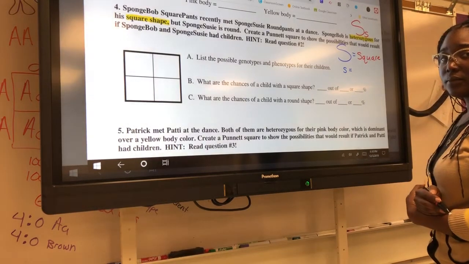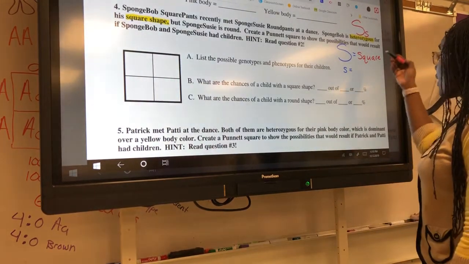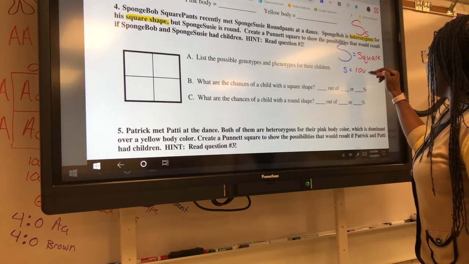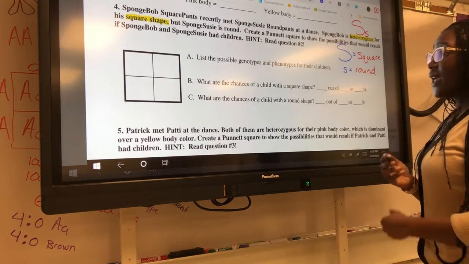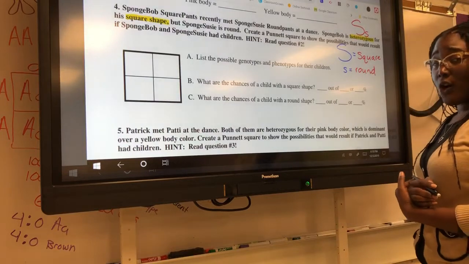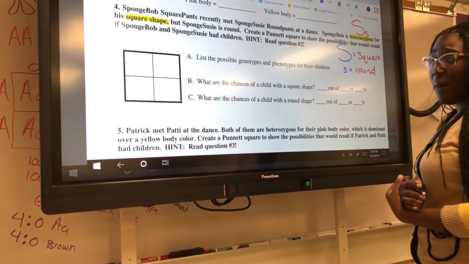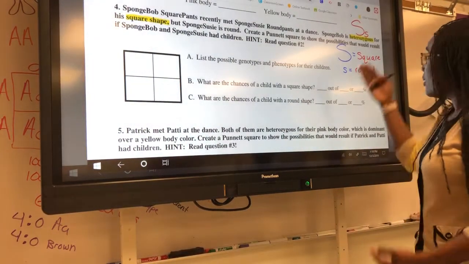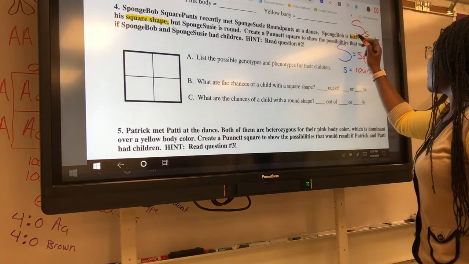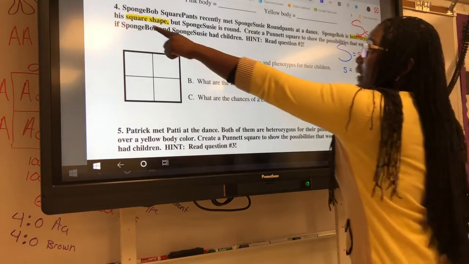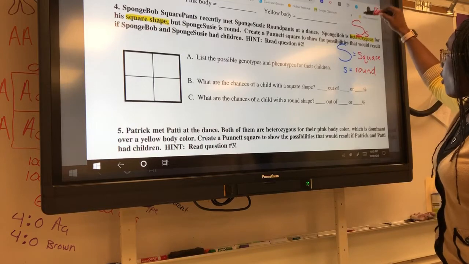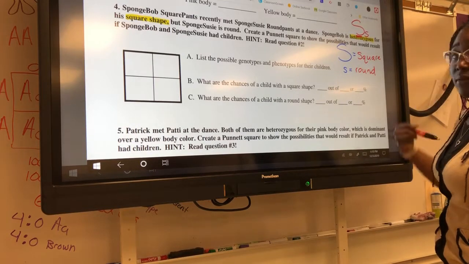Square. So therefore, if it's not square, then it is round. So anytime that it gives you heterozygous, you can determine which letter is dominant because dominant is always expressed. So whatever the question says that heterozygous is expressing, like here, square shape, that's going to be dominant because the dominant letter always overpowers the recessive.